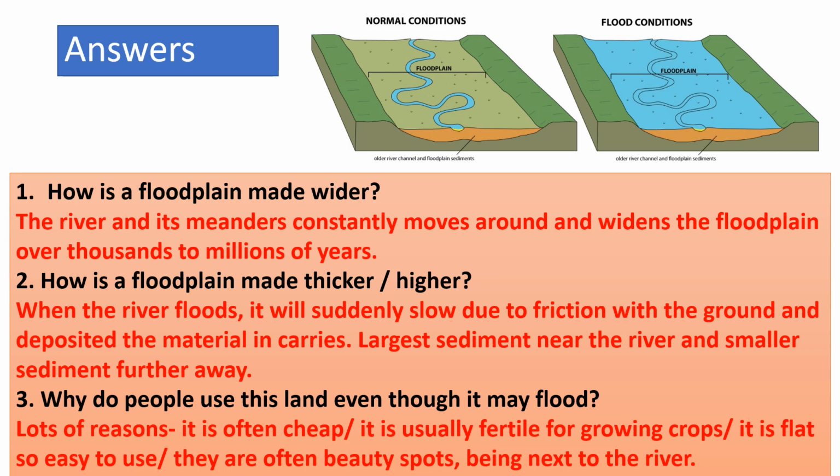So here are your answers. They are written down, but I will go through them as well. So question 1, how is a floodplain made wider? Well, the river and its meanders constantly move around and widens the floodplain over thousands to millions of years.